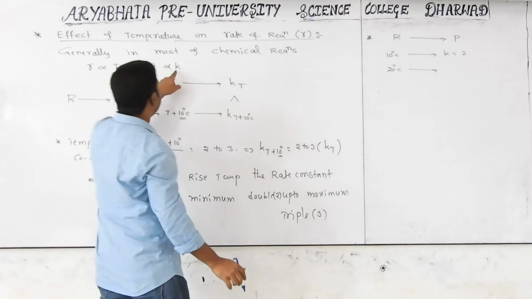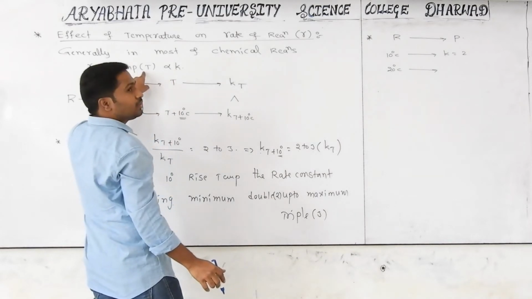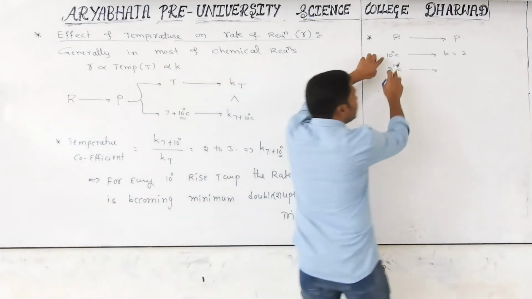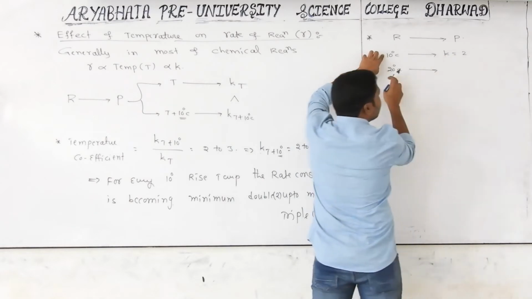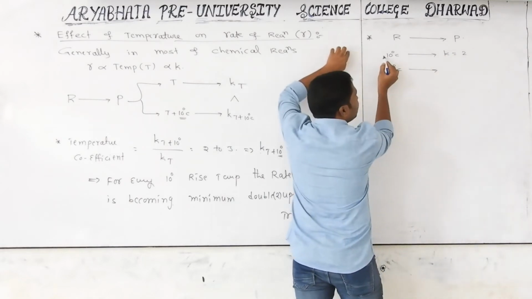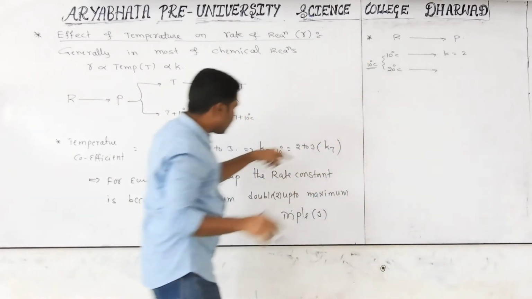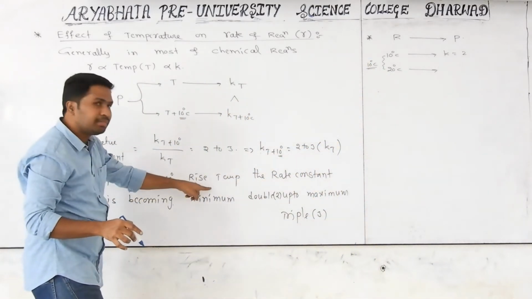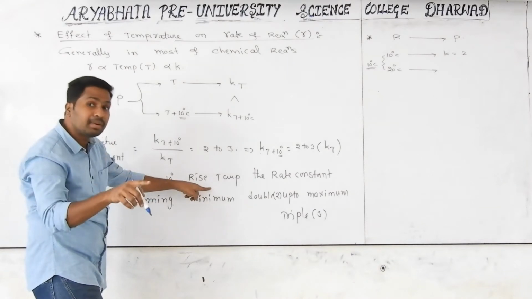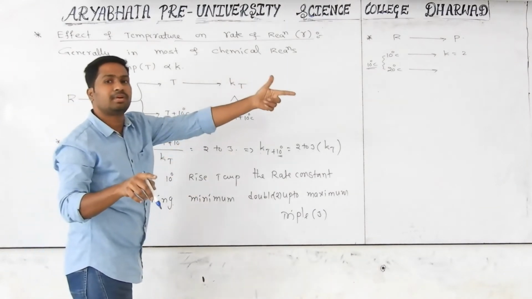Definitely, the rate constant is directly proportional to temperature. So at 10 degrees it is becoming 2, but at 20 degrees, how much is asked? From here to here, how much is the interval? 10 degrees Celsius. What is it telling? For every 10 degree rise in temperature, the rate constant value becomes minimum 2 times, up to maximum 3 times.